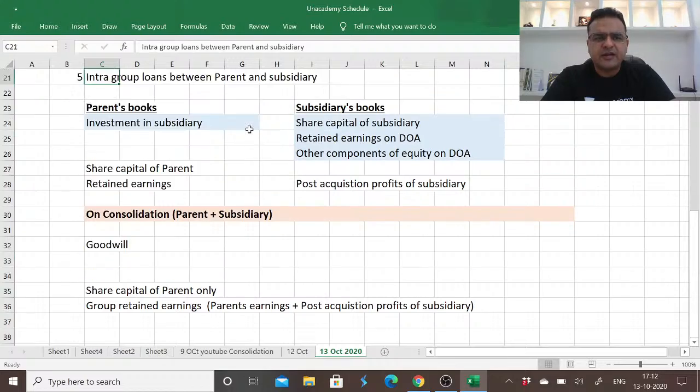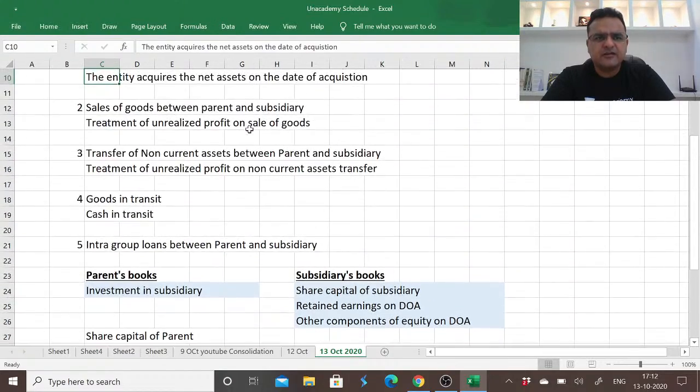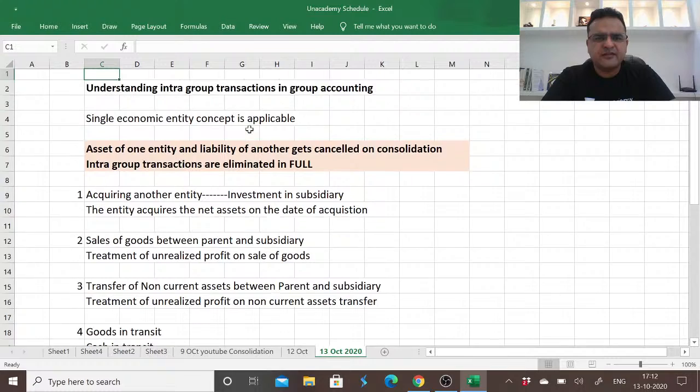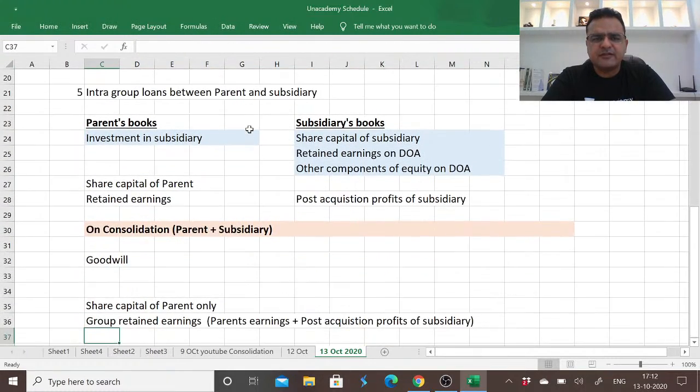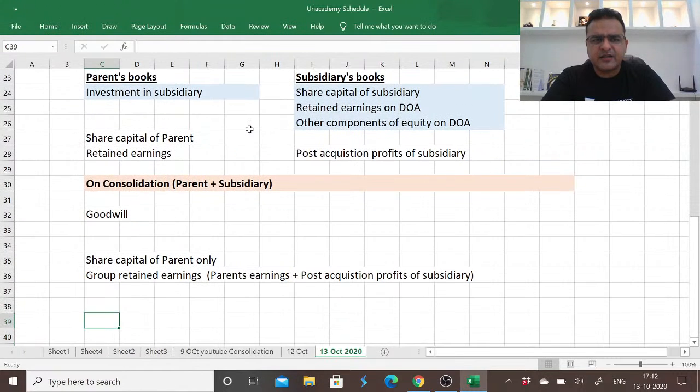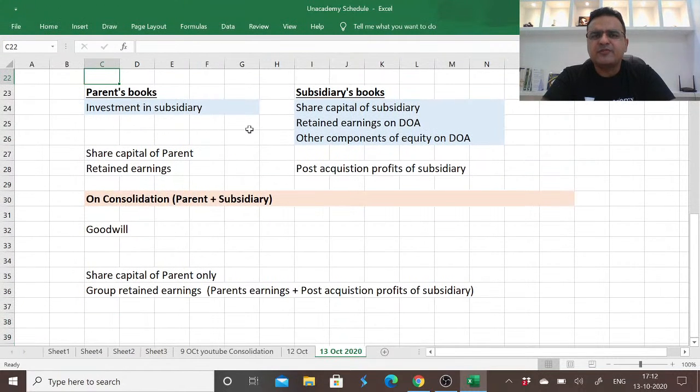The single economic entity concept says that we are one. So we'll consolidate the results as if it is a single economic entity. It is one entity. Now, to this there is an objection that there is a non-controlling interest as well. So we say that everything belongs to the group. We are controlling the assets. We are liable for the liabilities. We are the owners of this entity.